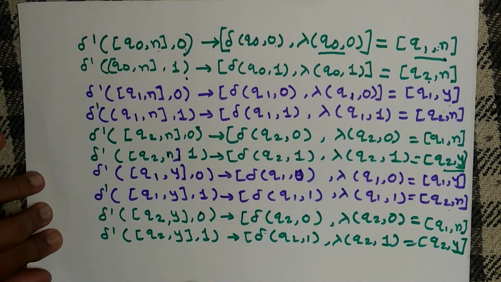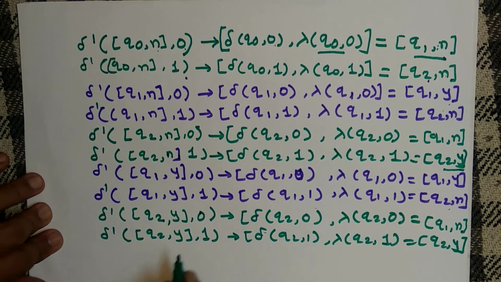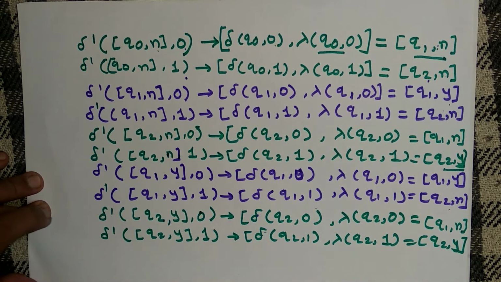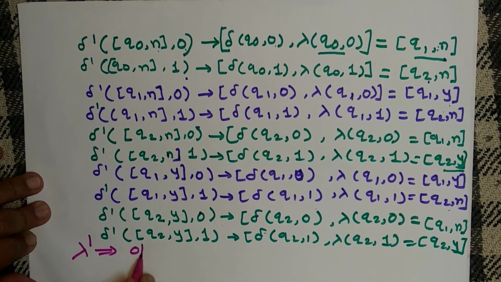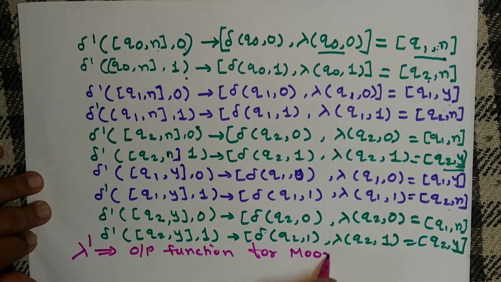The next step is to write down the output function. Which one? For the Moore machine, lambda dash. This is the output function for the Moore machine.